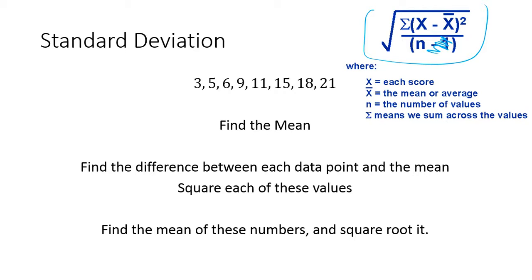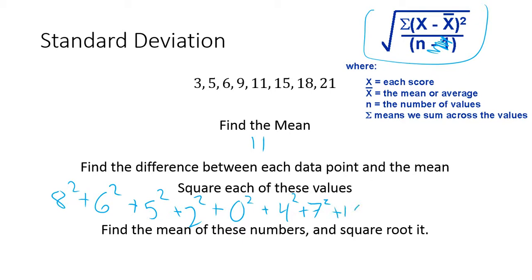And from here we can do separate deviations. Now the first thing you have to do is find the mean of the data points. So let's say we have these 3, 5, 6, and so on and so forth. You add all those up, and you get your mean of around 11. After that, you're going to find the difference of each one. So 11 minus 3 is 8, and then we're going to square it, and then we're going to add that to 11 minus 5, which is 6 squared. Then it's plus 5 squared, plus 2 squared, plus 0 squared, plus 4 squared, plus 7 squared, plus 10 squared.